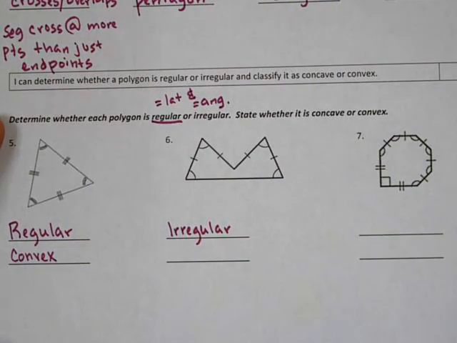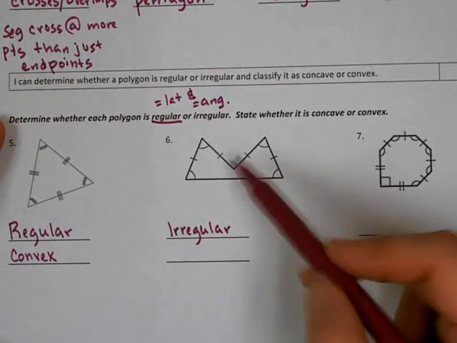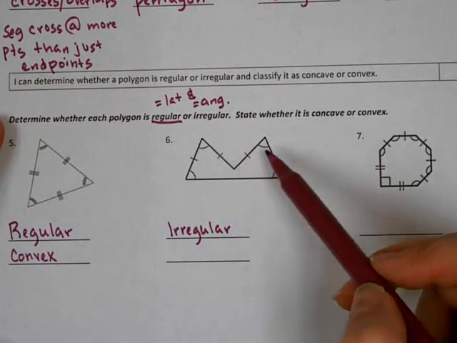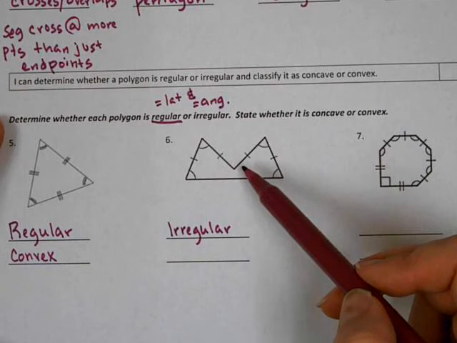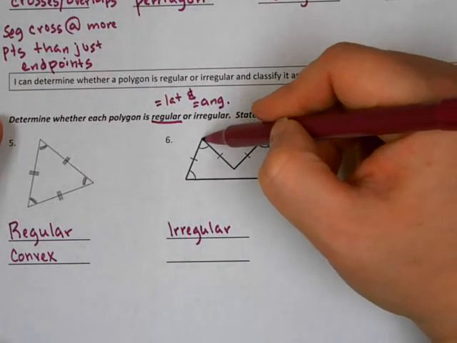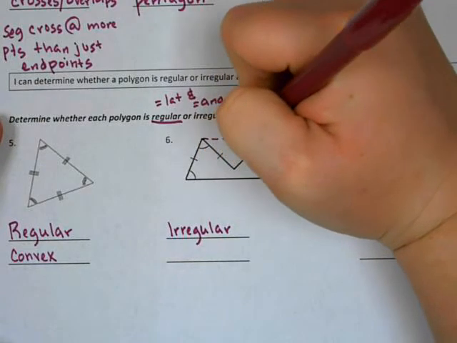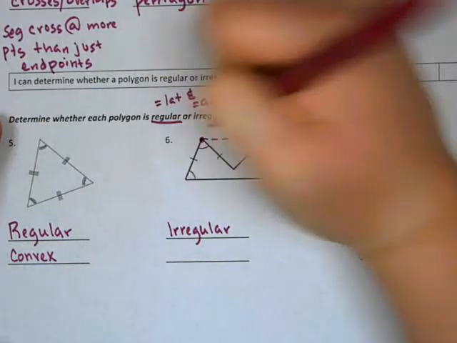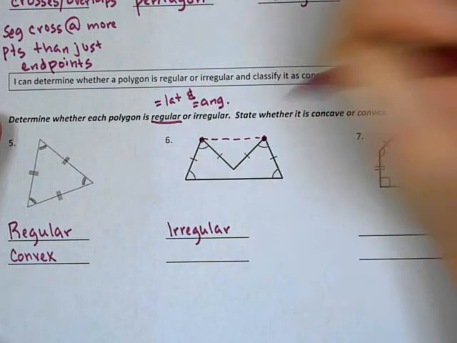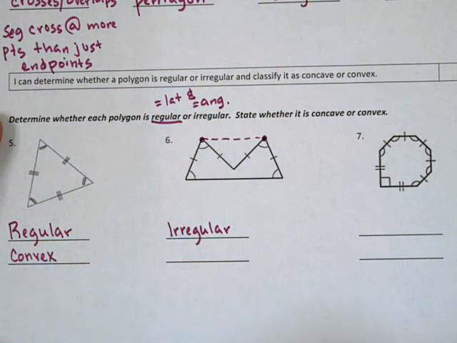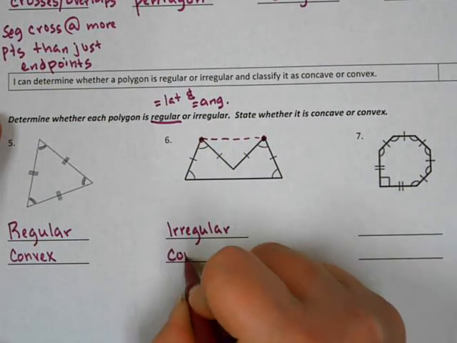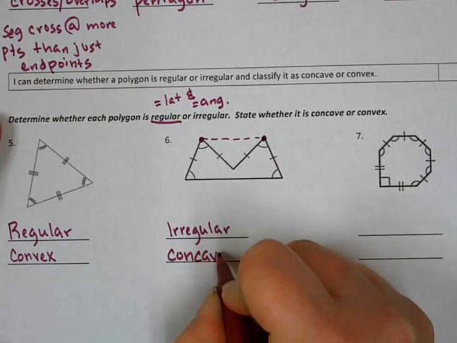And when we look at whether it's concave or convex, we can see that the figure is kind of coming in on itself right here. So this is concave. We can also see that if we were to draw a diagonal from this vertex to this one, that diagonal would be outside the figure, and that also helps us determine that it is concave.